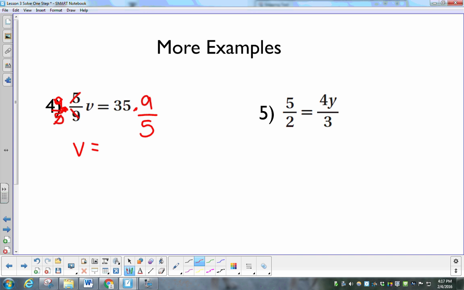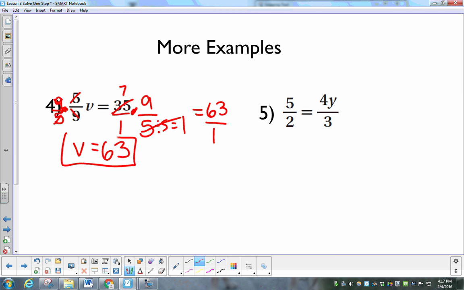This one is kind of tricky, especially if you don't have a calculator, but think of 35 as 35 over 1. Since we're multiplying here, you could multiply straight across right now, but it'd be easier to simplify it a little bit first. You can divide 5 by 5 and get 1. So you got 1 down there. Divide 35 by 5, you've got 7. So right now I've really got 7 times 9 on top, which is 63, and 1 on bottom. So 63 over 1 is just 63. So v is equal to 63.